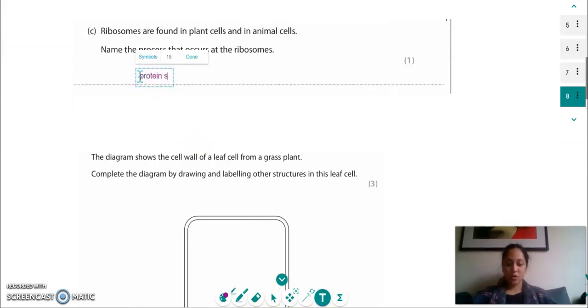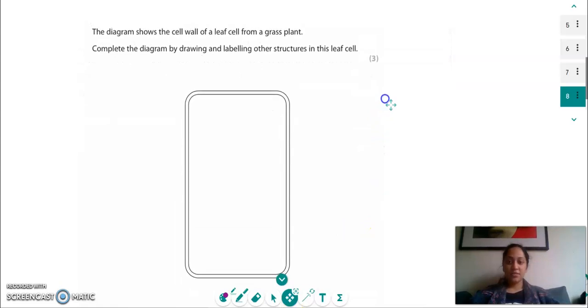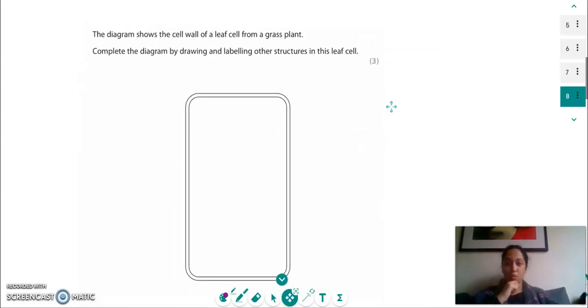Yes, that is protein synthesis. Very good. Next. This is the diagram of a cell wall on a leaf of a grass plant. Complete the diagram by drawing and labeling other structures in this leaf cell.